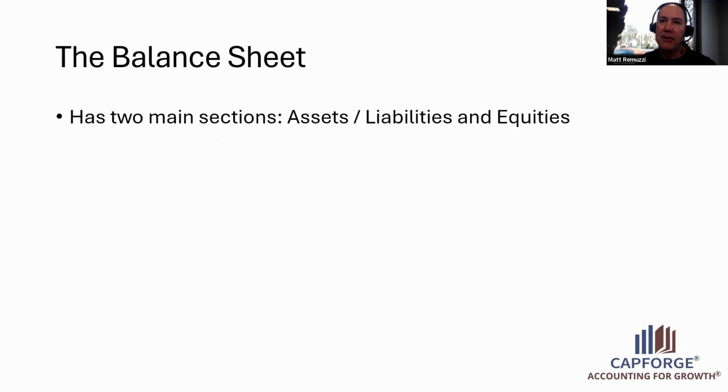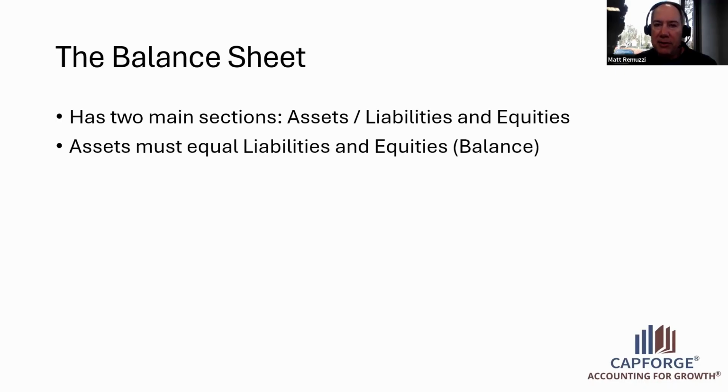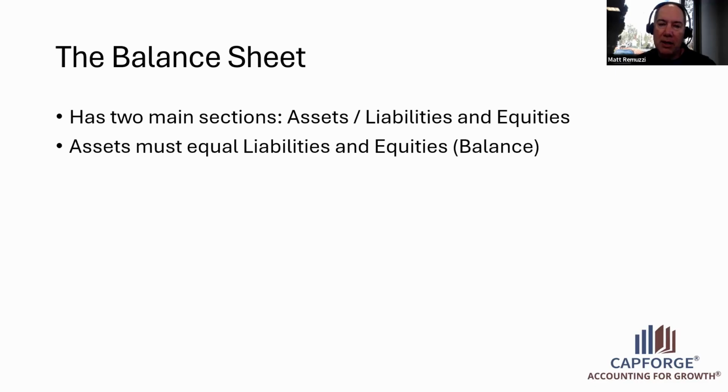All right, so what is the balance sheet? It has two main sections, assets and then liabilities and equities. One half of it is assets, things you have. The other part is liabilities, things you owe, and equities, things that you put in or taken out. So the basic balance sheet equation is that assets must equal liabilities and equities. They have to balance. If you have 100 total in assets, then you have to have 100 total when you add up liabilities and equities. They have to be the same.